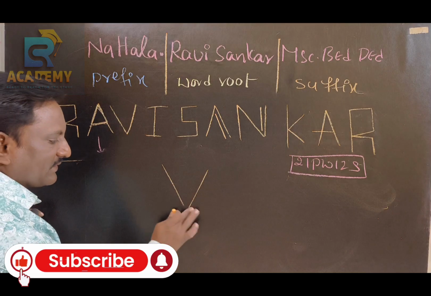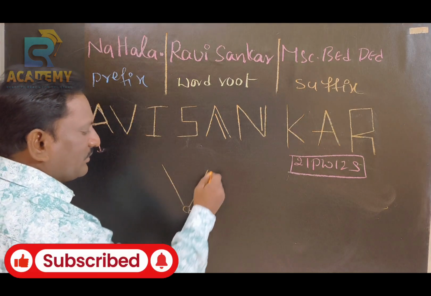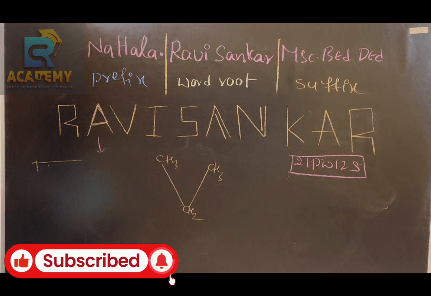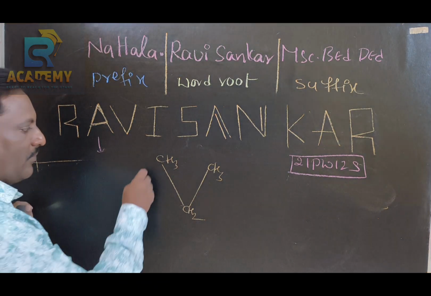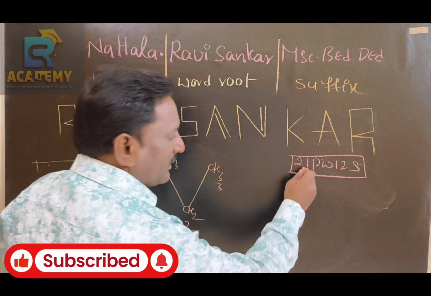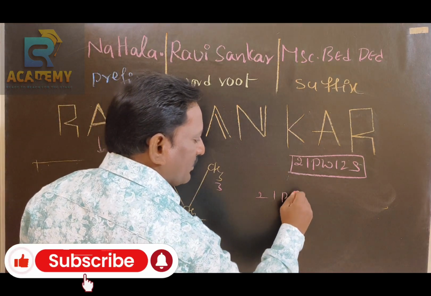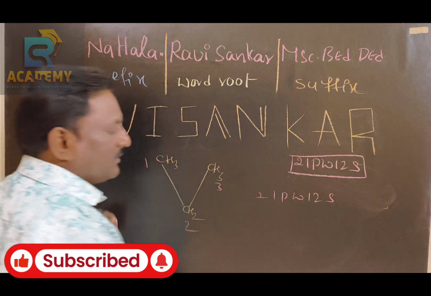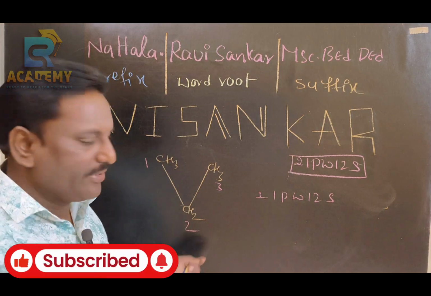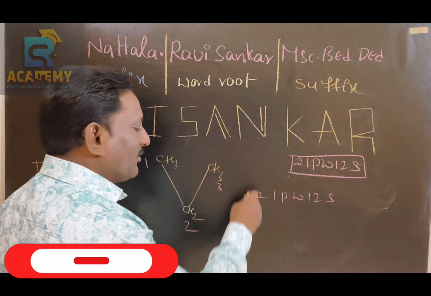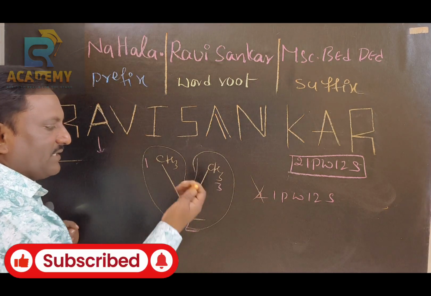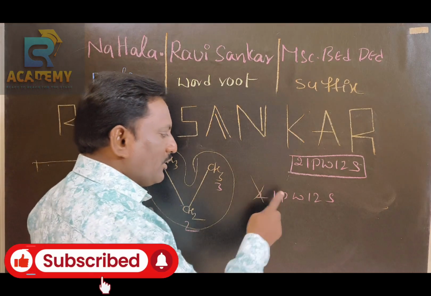Let me write the detailed structure. Here CH2, here CH3, here CH3. Okay, right. Numbering 1, 2, 3. Let us ask 21PW12S. Secondary prefix tells us about branches. So there is no set of branches. This is the parent chain. So in the parent chain, there is no set of branches.